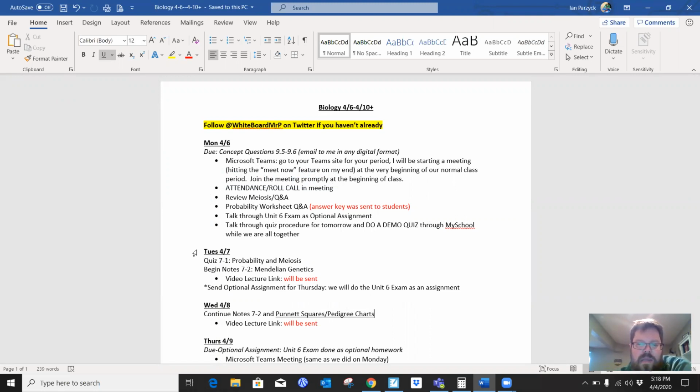I'm going to try to keep in that habit moving forward, at least right now, where at the beginning of class I'm going to hit that Meet Now button in the team site, and you guys will roll on into class, and we'll talk about some things. You guys just got done taking your quiz, so hopefully that went well, and we will go from there.